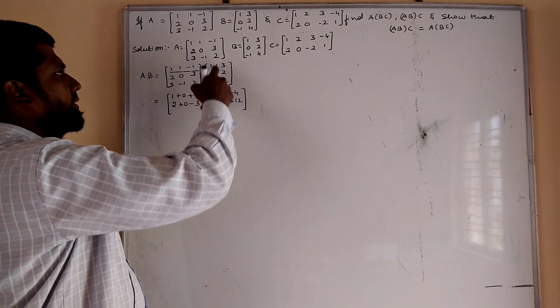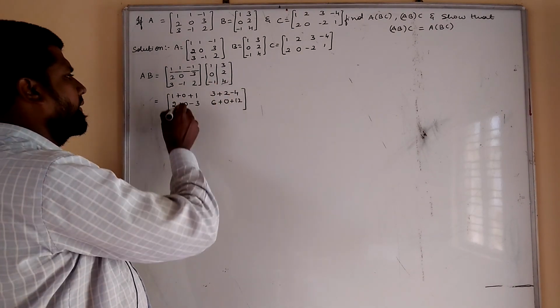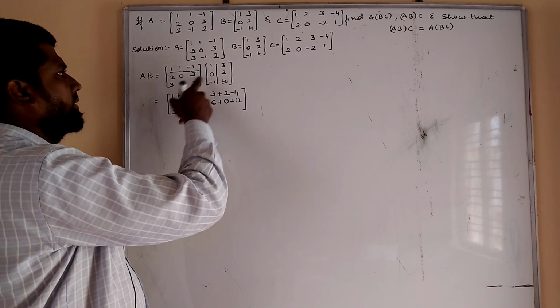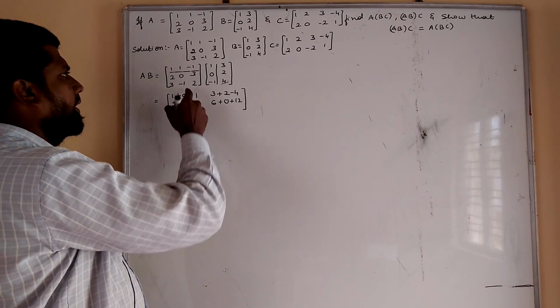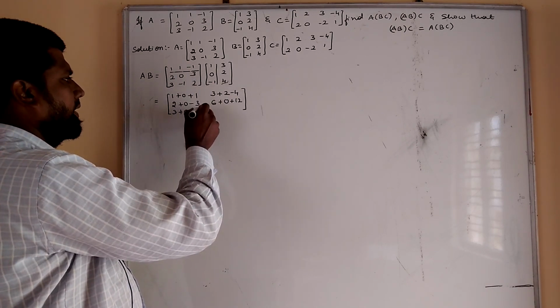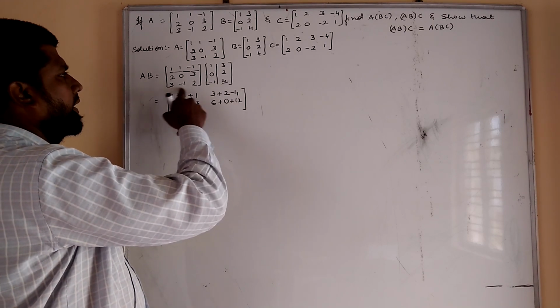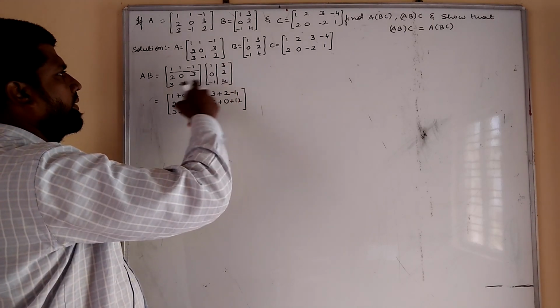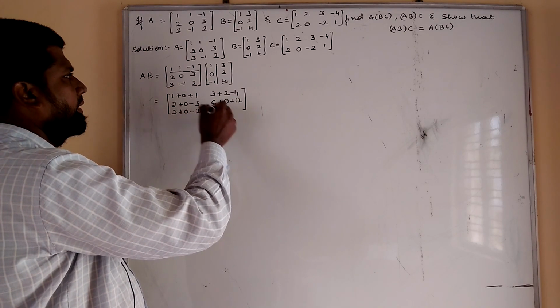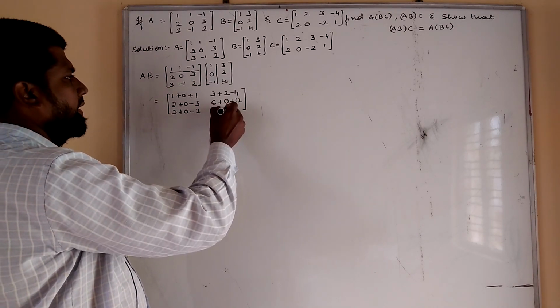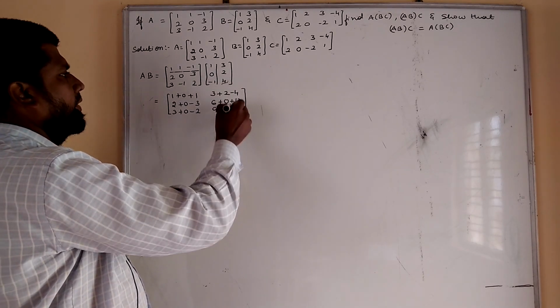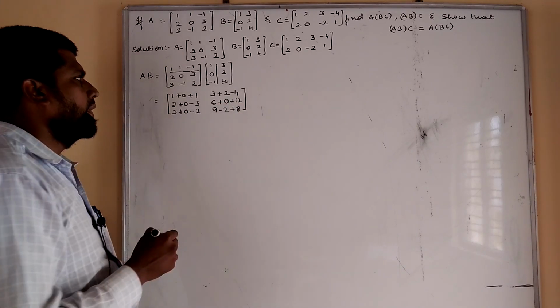Third row, first column: 3 into 1 is 3, minus 1 into 0 is 0, 2 into minus 1 is minus 2. Third row, second column: 3 into 3 is 9, minus 1 into 2 is minus 2, 2 into 4 is 8.